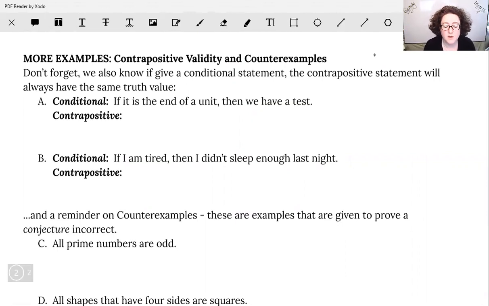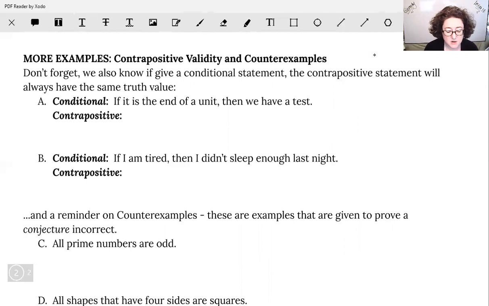Sounds like a mouthful. So if I'm giving an if-then statement, if I'm giving a conditional, and I know it's true, that means the contrapositive also has to be true. But the reverse works as well. If I'm given a conditional if-then statement and it's false, then that means the contrapositive is also going to have to be false. They're going to have the same validity.